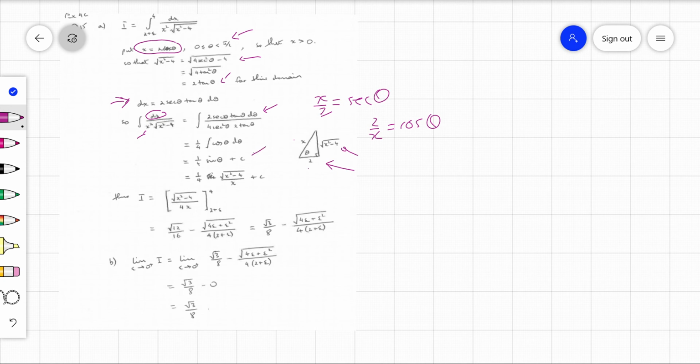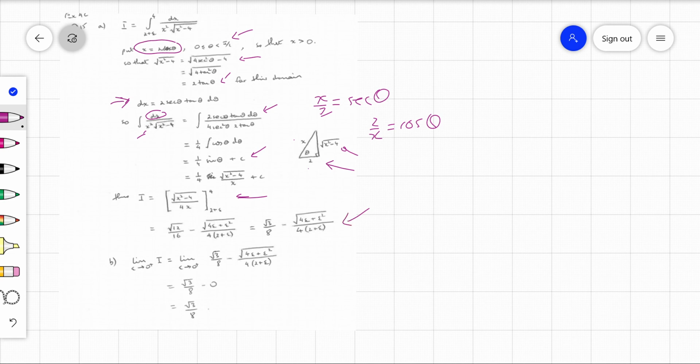So now when we're trying to find sine theta, opposite over hypotenuse gives you the square root of x squared minus 4 on x. So we get our solution. Now remember it's a definite integral, so we're actually going between 2 plus epsilon and 4, so 2 plus a tiny bit, and 4. That's just a straight substitution when you do that, so we get this answer.